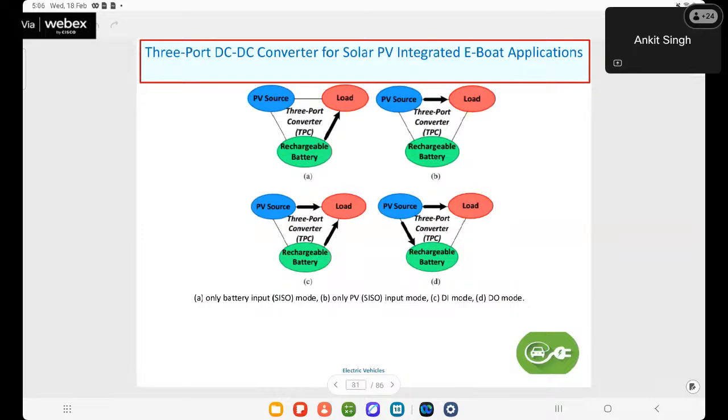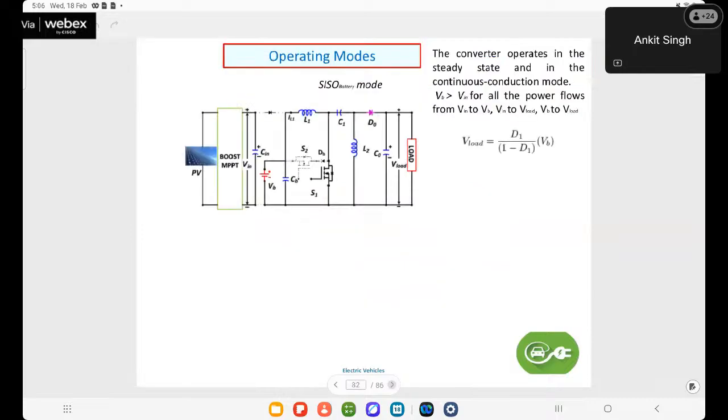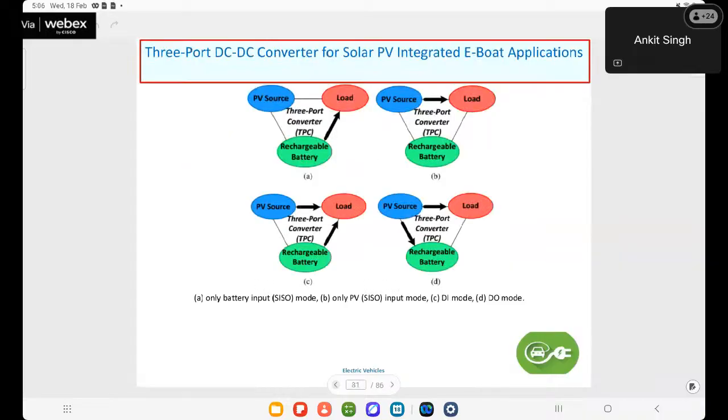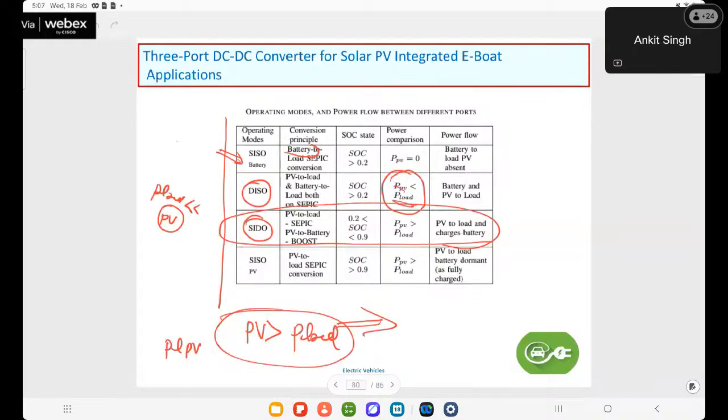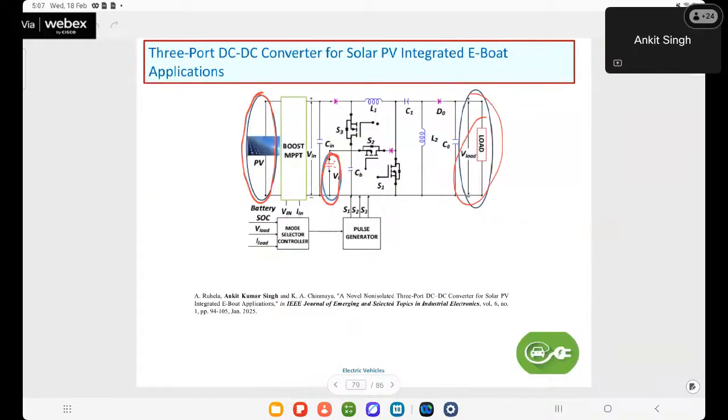So these are the different modes of operation which we have seen in the table. If you look attentively, we can see that this converter is derived from SEPIC and boost. Boost operation and SEPIC operation will take place in different modes of operation.